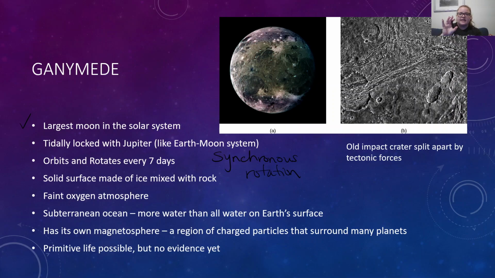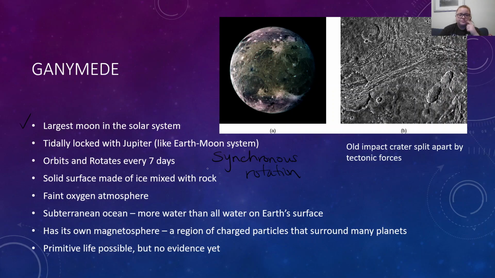It rotates and orbits every 7 days, which is pretty quick. If you compare that to the Earth-Moon system, remember the moon travels around Earth every about 28 days. So we have a smaller planet than Jupiter. You know, Earth is smaller than Jupiter, and this moon has to be traveling much faster to go around that larger planet every 7 days.